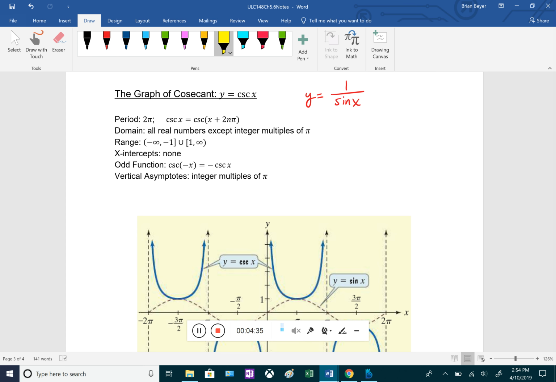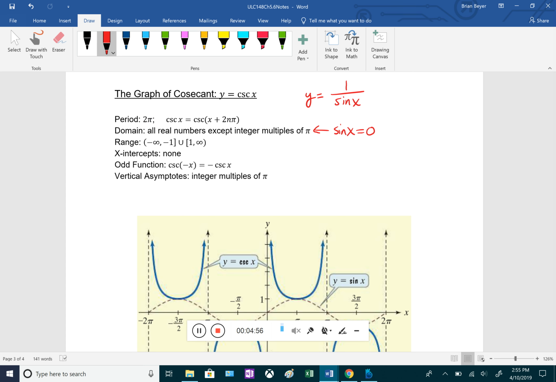So reciprocal functions have the same period. So this period is also 2 pi. The domain is going to be all real numbers except for when that denominator equals 0, which is sine of x. The range is going to be the exact opposite range as sine of x.